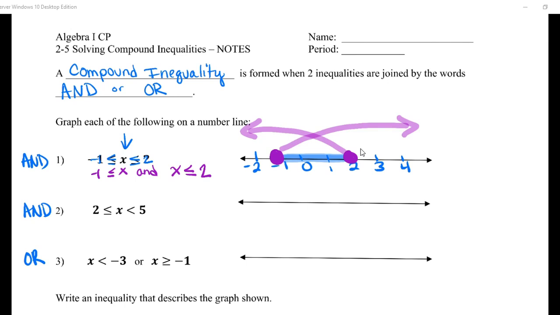All of those values are both greater than or equal to -1 and less than or equal to 2. Okay, so you don't really need the purple part here. That was just to kind of show you where they overlap, but you can just shade just right in the middle of the two values.